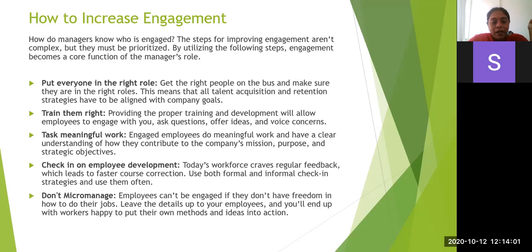Don't micromanage. Employees can't be engaged if they don't have freedom in how to do their job. Leave the details up to your employees, and you will end up with workers happy to put their own methods and ideas into action.